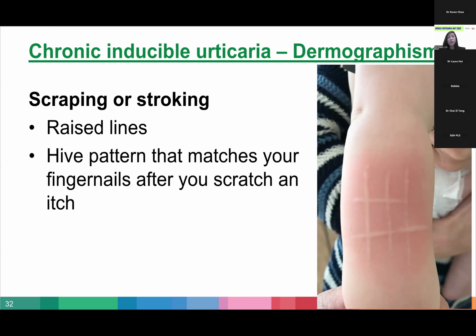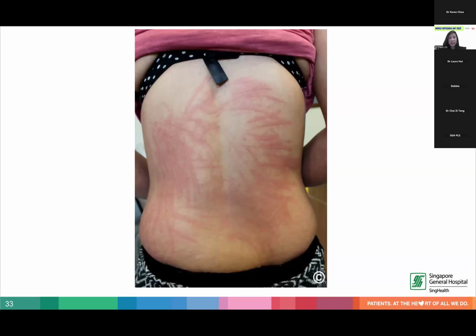The commonest of these is called dermographism, whereby scraping or stroking can cause raised lines on the skin, or sometimes your skin may get a hive pattern that matches your fingernails after you scratch an itch. This is one of my patients with severe chronic inducible urticaria, or dermographism, because she keeps scratching her skin and then she gets the hive pattern that corresponds to her scratch marks, as you can see over here.